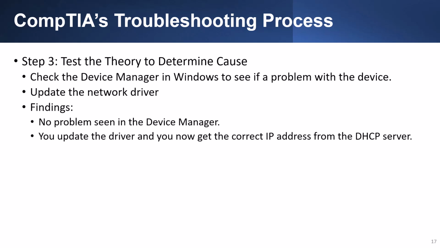Step 3. Test the theory to determine cause. Check the Device Manager in Windows to see if there is a problem with the device. Update the network driver. Findings. No problem seen in the Device Manager. You update the driver and now get the correct IP address from the DHCP server.